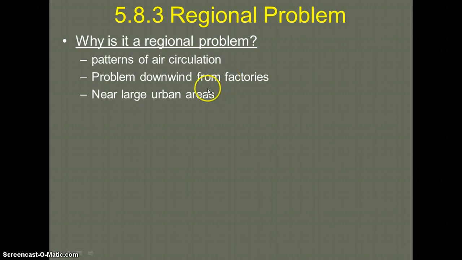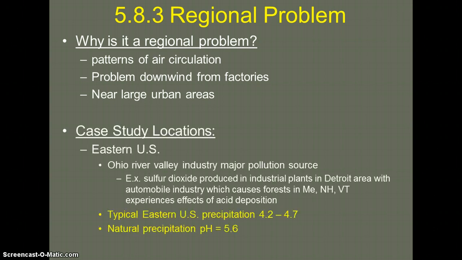And especially if it's near an urban area, urban areas are going to really deal with the dry deposition that only stays near its source. The case study we're going to focus on is the eastern U.S. We saw that especially the Ohio River Valley, on the upper right corner of the U.S., has a lot of industry and coal power plants, and the sulfur dioxide produced there is going to affect even northern states that weren't necessarily producing the pollutant in the first place.